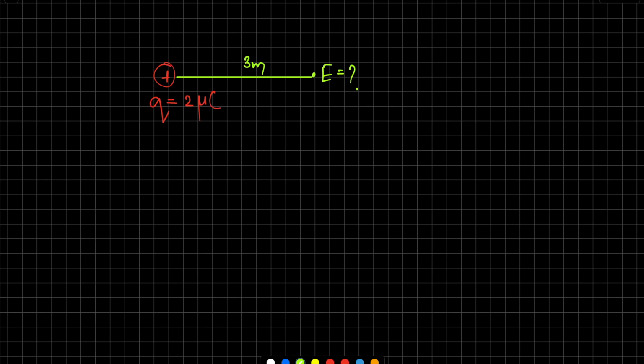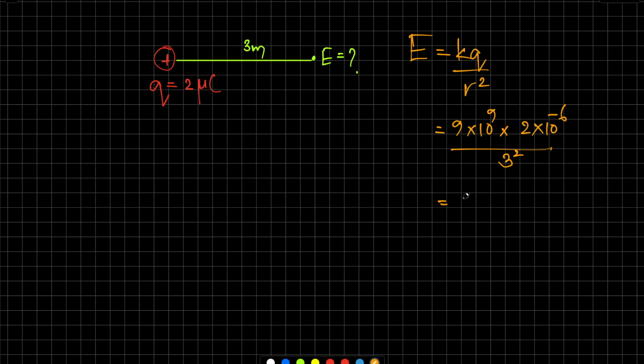Our equation for electric field is E equals KQ over R square. K is Coulomb's constant, 9 times 10 to the power of 9. Q is the point charge. In this case, it is 2 microcoulombs. So 2 times 10 to the power of minus 6 over the distance to the point where you want to measure the electric field, 3 square. That is 2000 newton per coulomb.